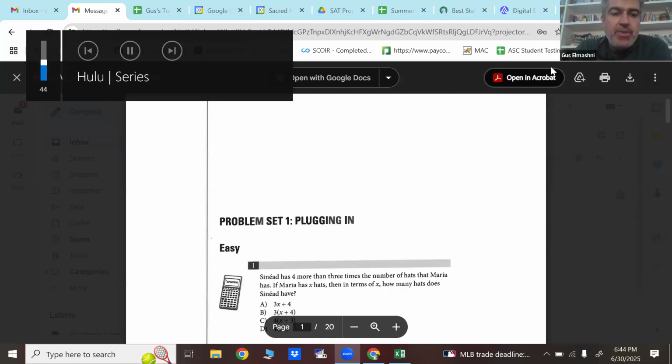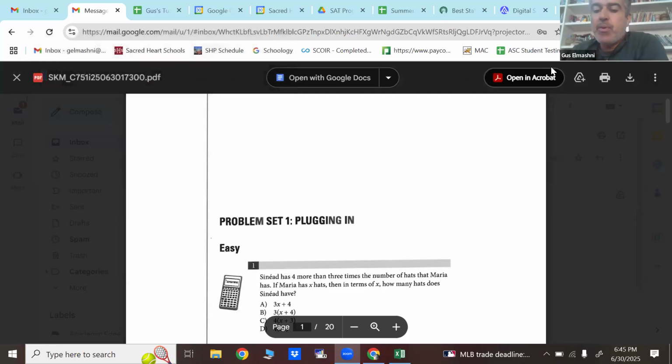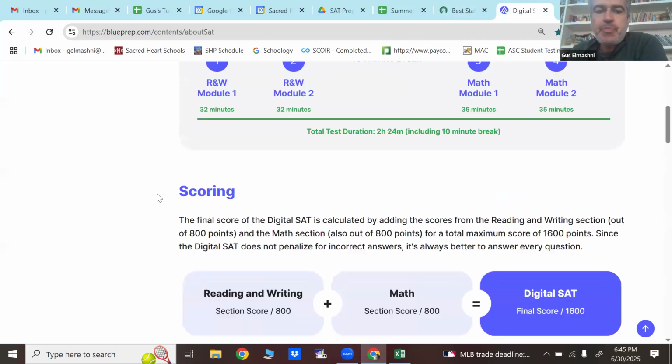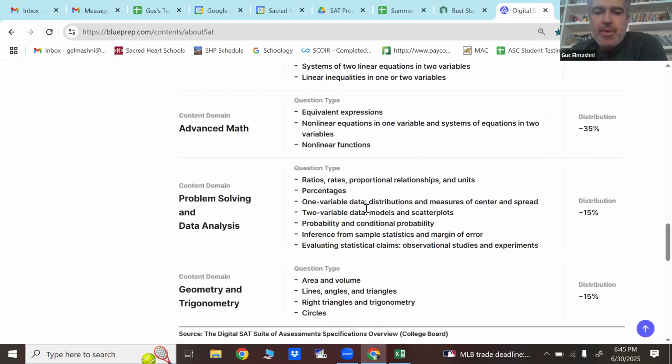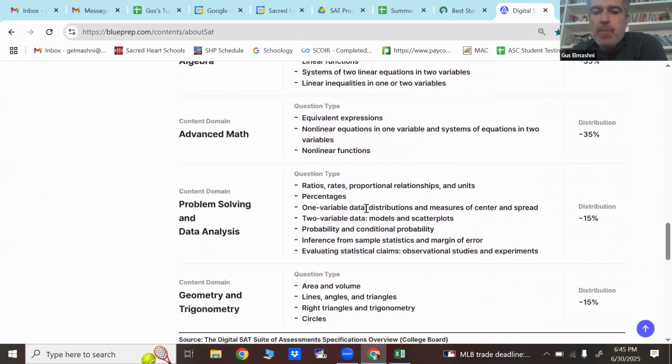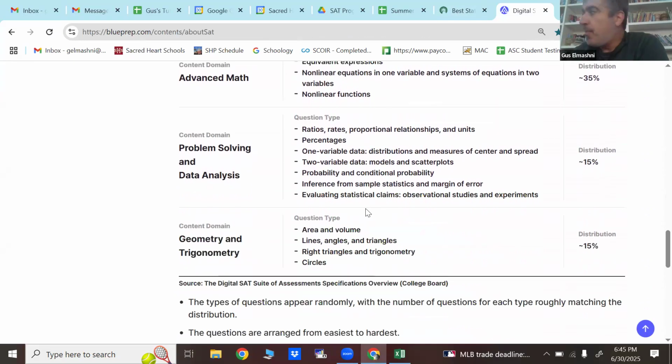So anyway, let's do some math. This math packet is advanced math. Remember we talked about there were four different categories. The categories were over here. There we go. There's algebra, problem solving, data analysis, advanced math, and geometry and trig.